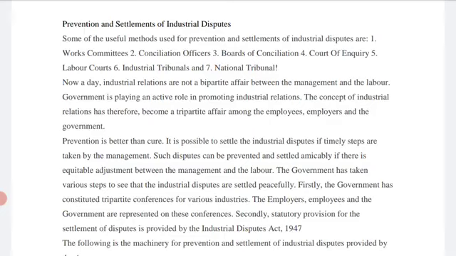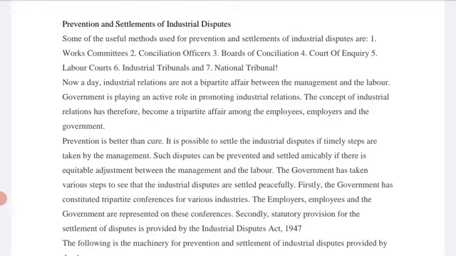The government has taken various steps to see that industrial disputes are settled peacefully. Means the government is taking efforts to settle such disputes in a peaceful way. They have considered this. The government has taken some steps to see that industrial relations and industrial disputes are settled peacefully.